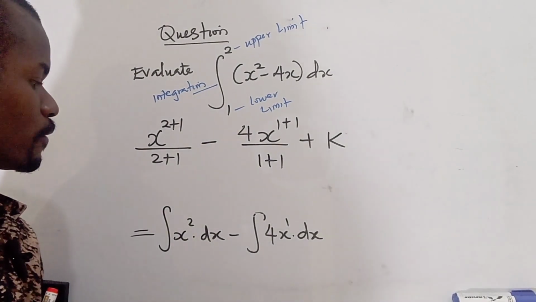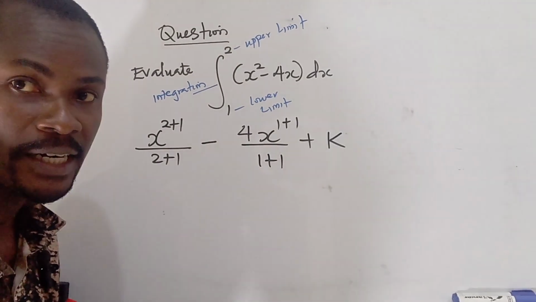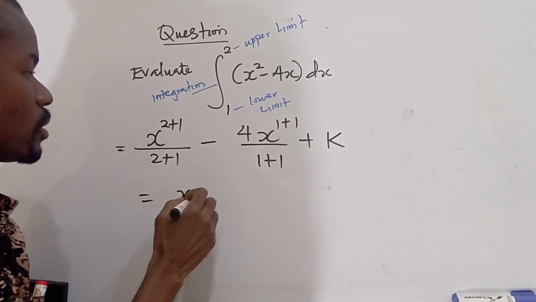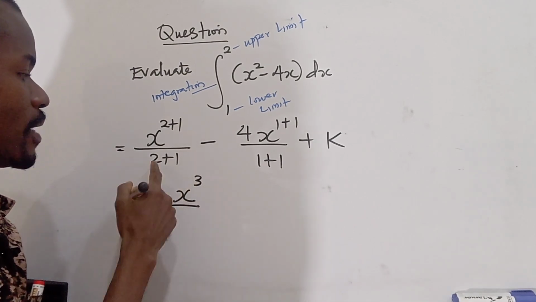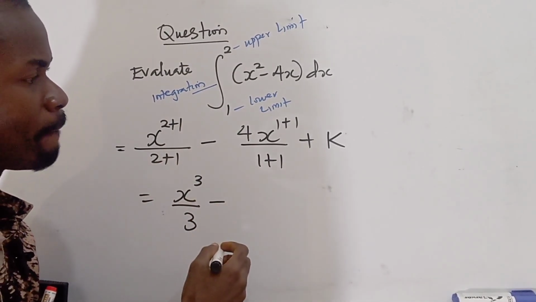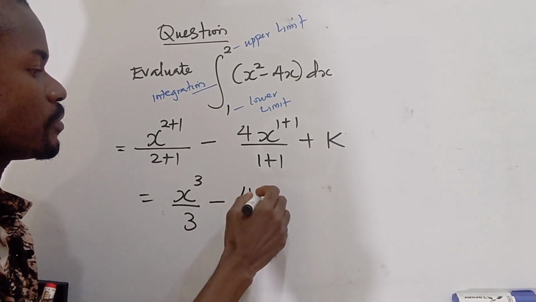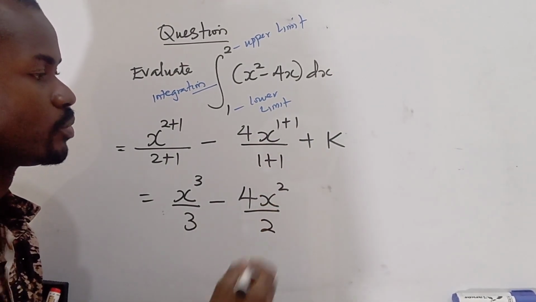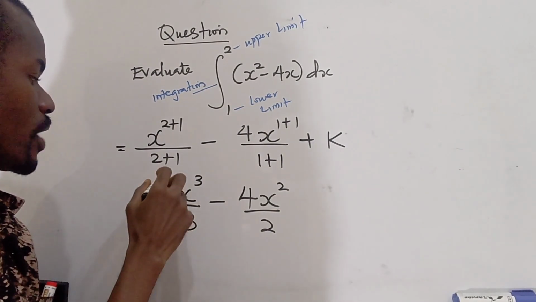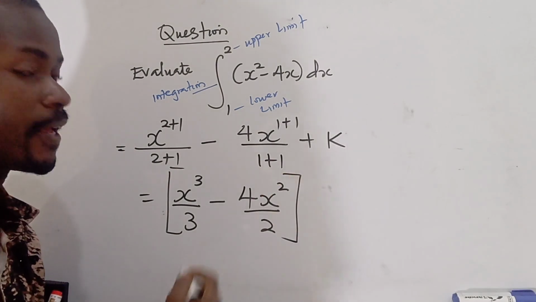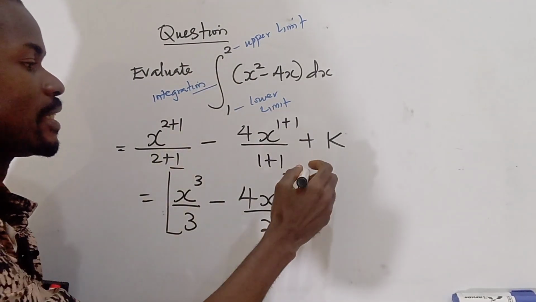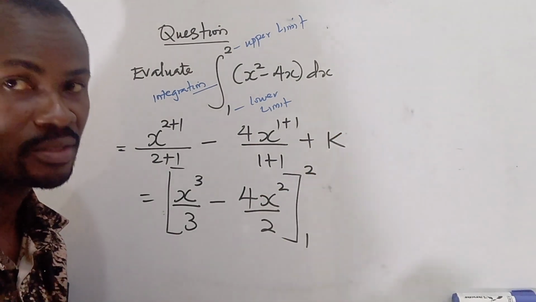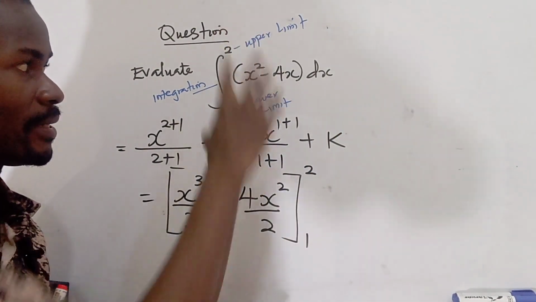All right. Now from this, we can further simplify what we have. So I have this as giving me x raised to what? 2 plus 1 is 3, divided by 2 plus 1 is 3, minus 4, x raised to power what? 1 plus 1 is 2, divided by 1 plus 1, which is 2. All right, so we have to put this to be able to indicate our limits, 2 and 1. You don't need to bother much about the constant while applying the upper and the lower limit.